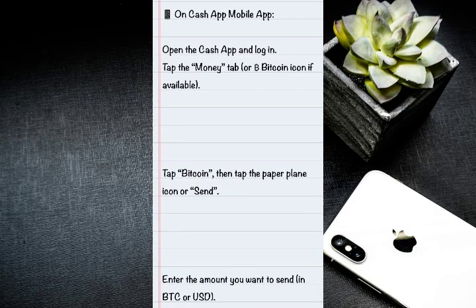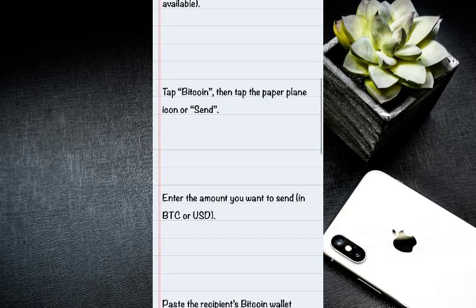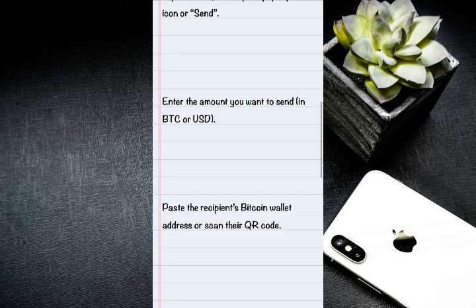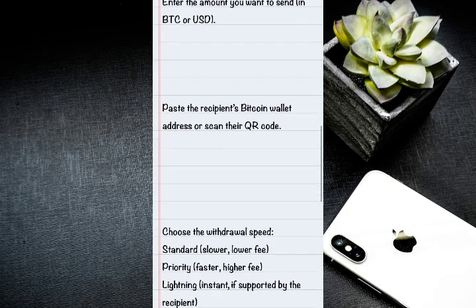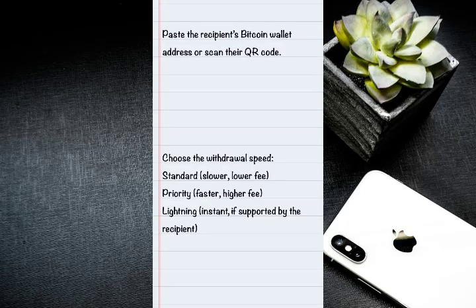Then tap Bitcoin, then from there, tap the paper plane icon or send. Then enter the amount you want to send in Bitcoin or USD. Then paste the recipient's Bitcoin wallet address or scan their QR code, which is very important. Then choose the withdrawal speed. So you can set standard, priority, or lightning.